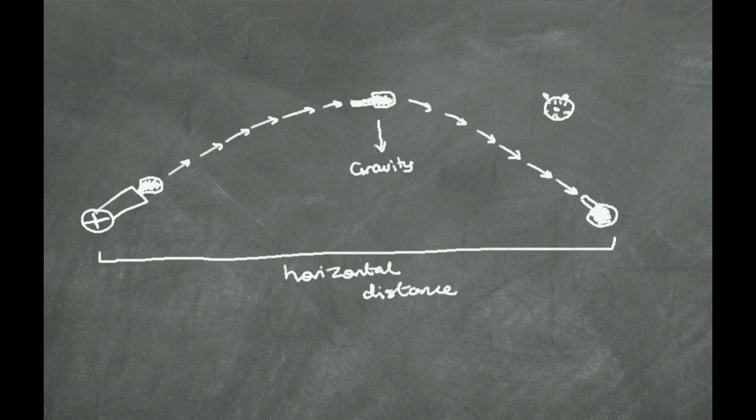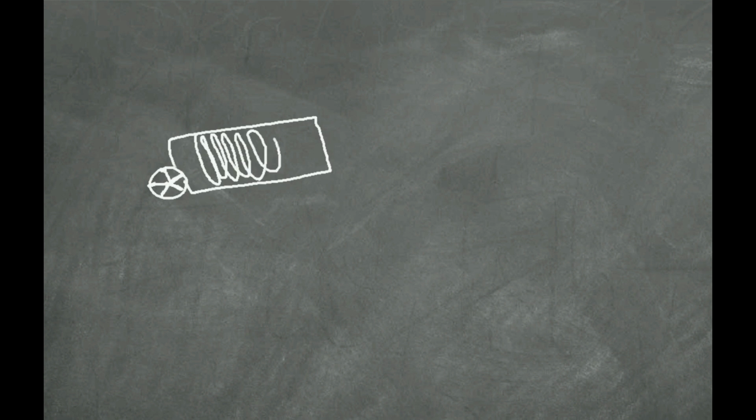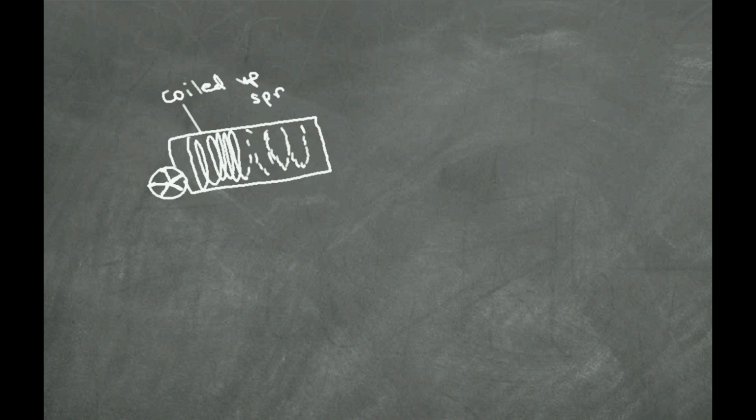So the next question was, how could we characterize the dart if we could only fire it vertically? For that, we had to think about energy. Energy is the capacity of an object to do work on another object. Before the dart is fired, the coiled up spring inside the cannon had some stored up potential energy because the spring is compressed and held in place until we fire the cannon.